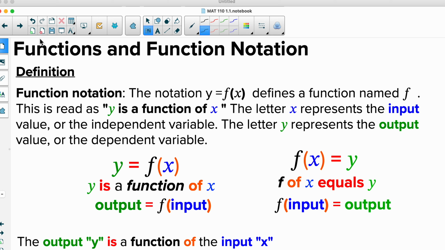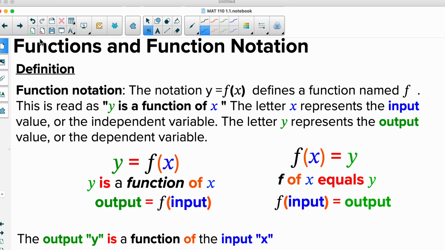All right, let's talk about function notation and how to translate function notation into words. So when I write something in function notation, that's this definition here. I have y equals f of x. And this tells me that I have some function named f, okay? And I read this as y is a function of x.